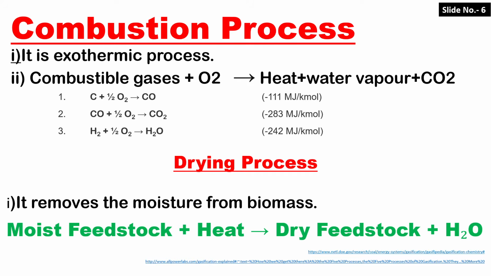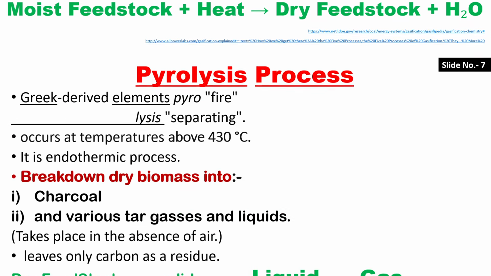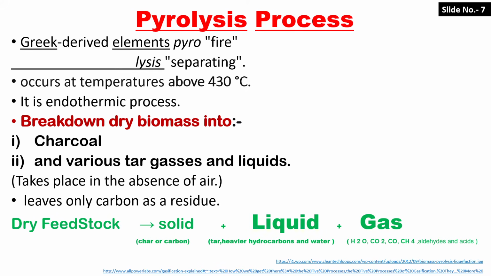Then the drying process. Drying removes the moisture in the biomass before it enters pyrolysis. All the moisture needs to be removed from the fuel before any process above 100 degrees happens. Now we have the third process, the pyrolysis process.